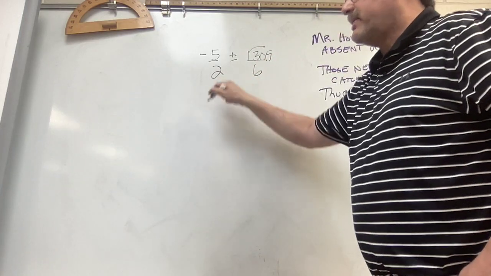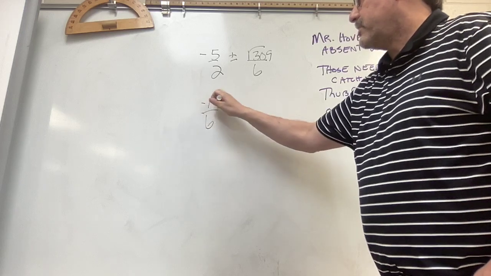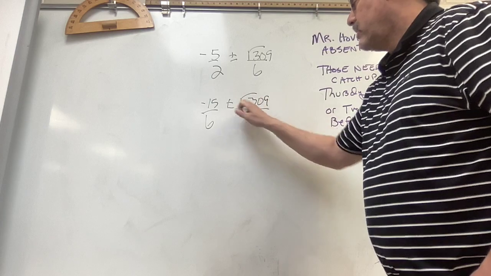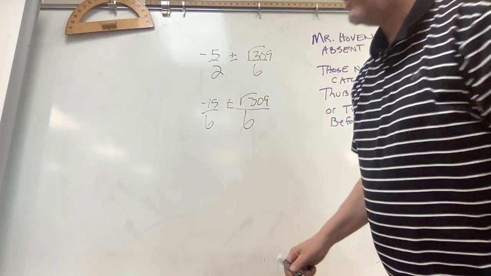Common denominators, that has to be a 6. So we take this times 3. And that's going to be our answer.